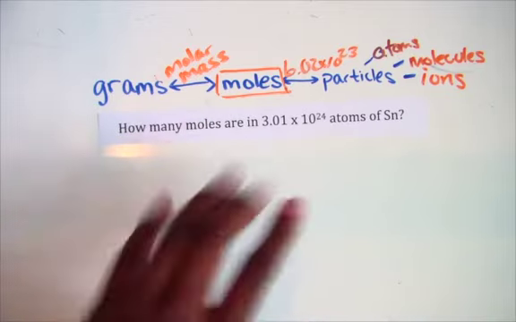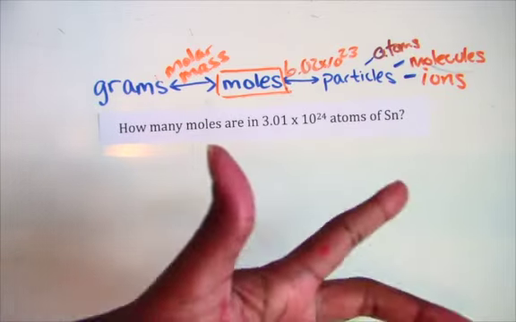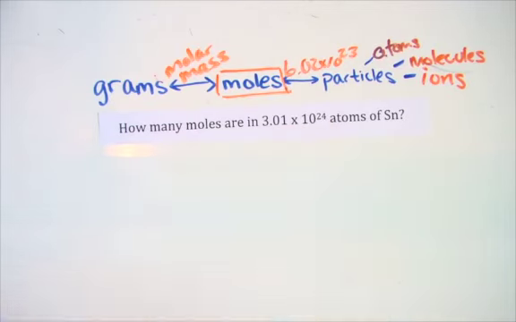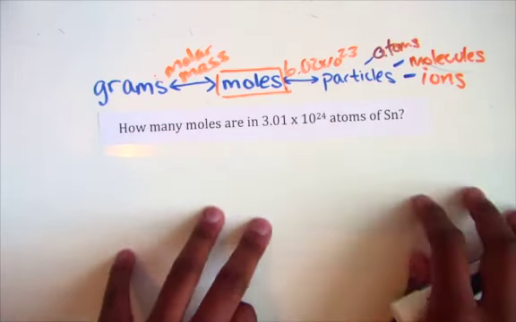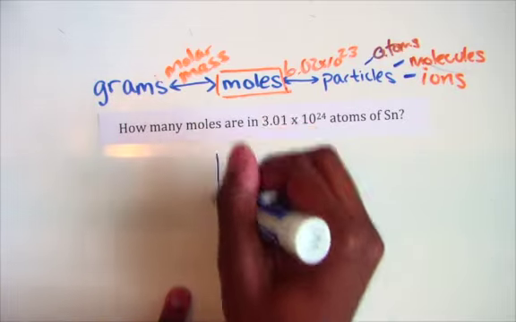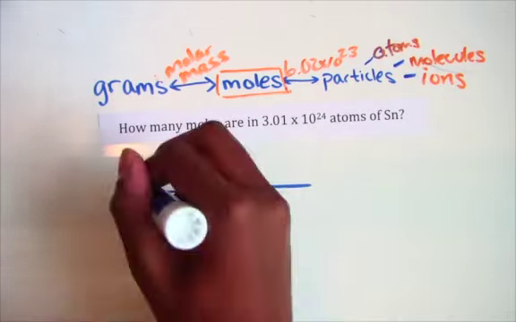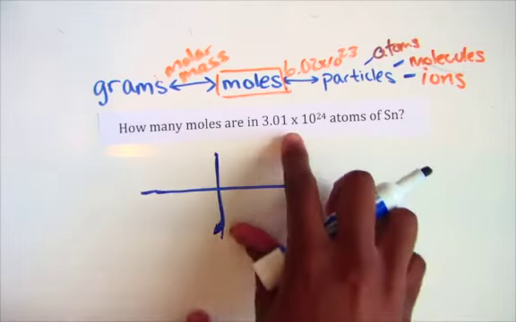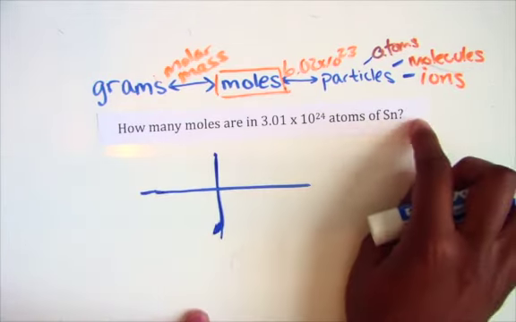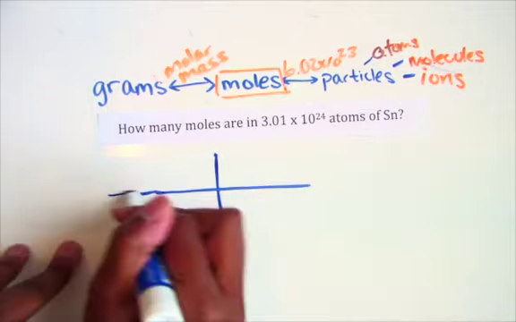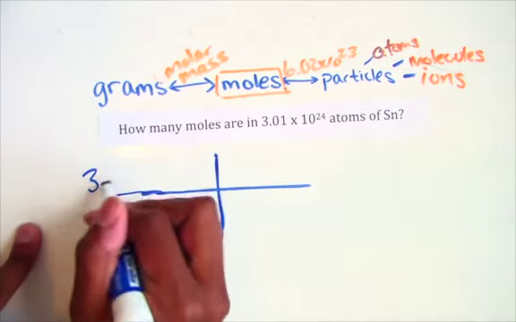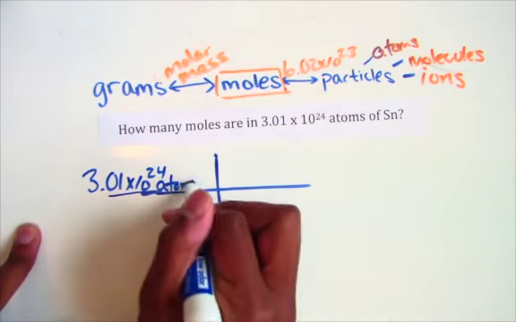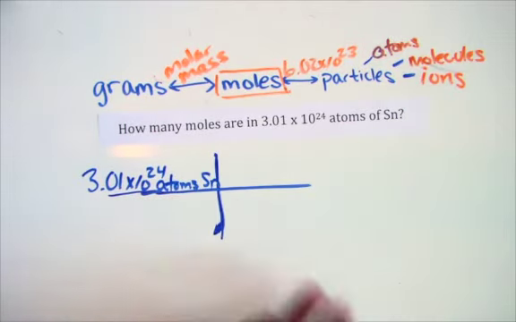Okay, so the question is how many moles are in 3.01 times 10 to the 24th atoms of Sn, or tin? Okay, so same thing, we're going to do our T-chart or our dimensional analysis. Okay, same thing as before. What goes here is what we know, which is 3.01 times 10 to the 24th atoms of tin, Sn. So I'm going to put all of that. So 3.01 times 10 to the 24th, and this is atoms of Sn, tin. Okay.